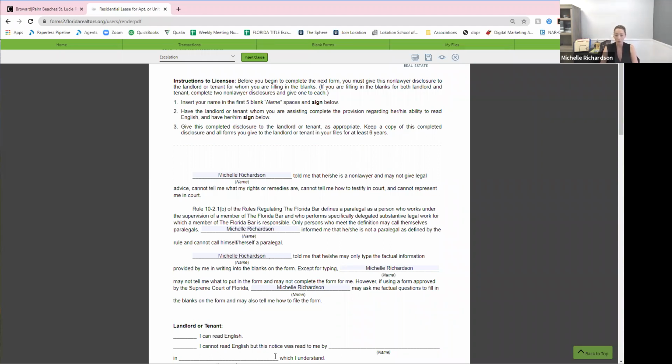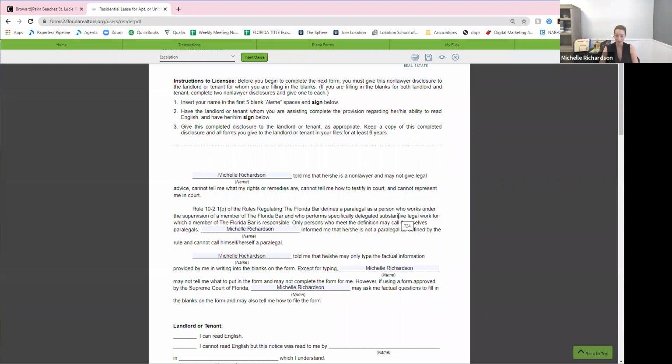It also states Rule 10-2.1b of the rules regulating the Florida Bar defines a paralegal as a person who works under the supervision of a member of the Florida Bar and who performs specifically delegated substantive legal work for which a member of the Florida Bar is responsible. So this is stating that you are not a paralegal.